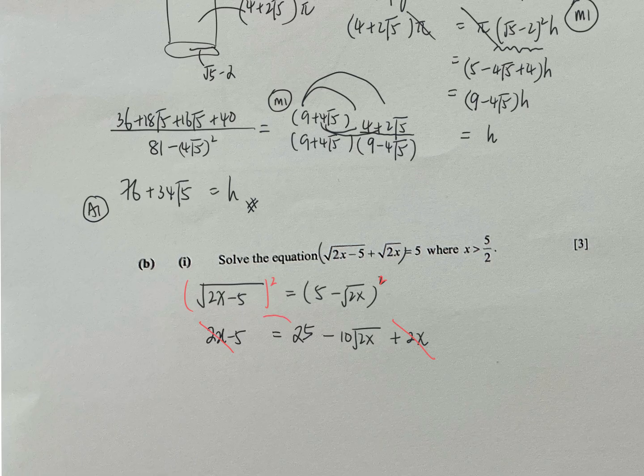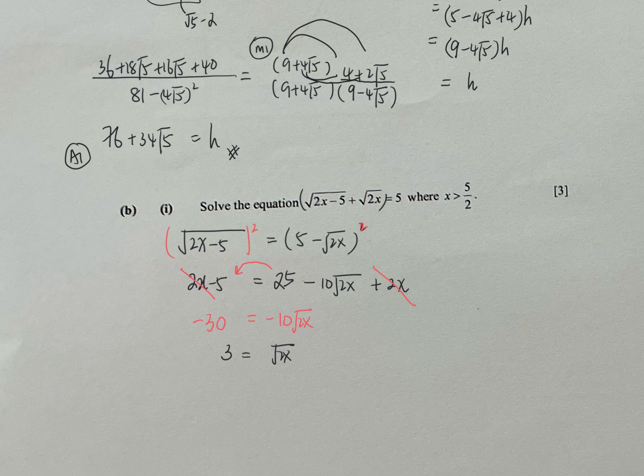Okay, so if you simplify, the 2x is gone. Okay, bring this 25 over, you get minus 30. Okay, and then divide by negative 10 on both sides. So you have 3. So you square both sides, you get 9, not 6. And then x is just 4.5.